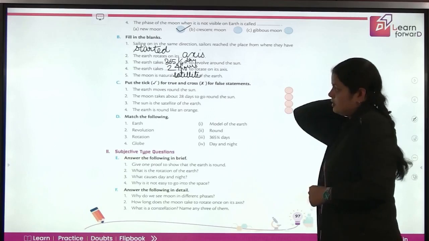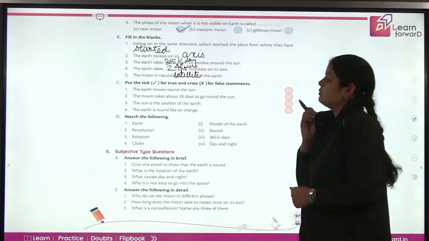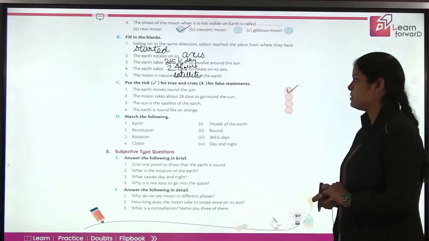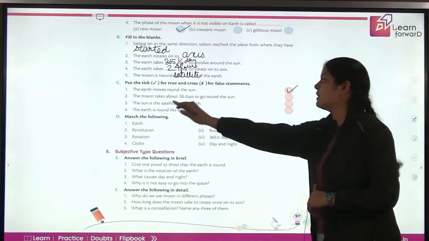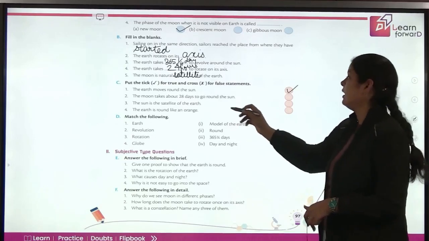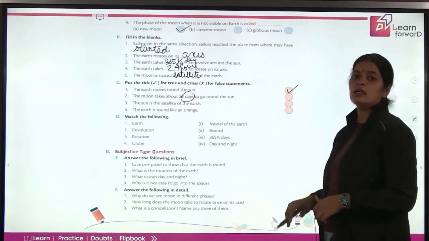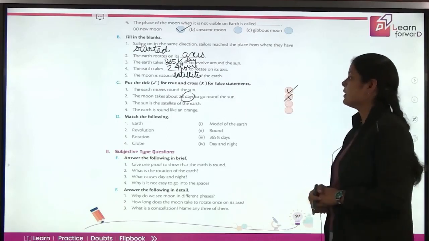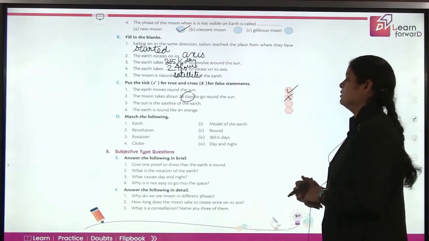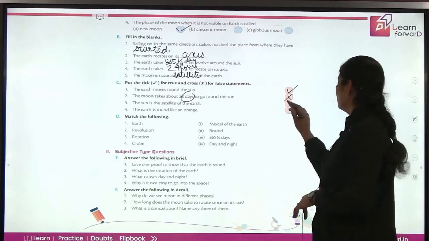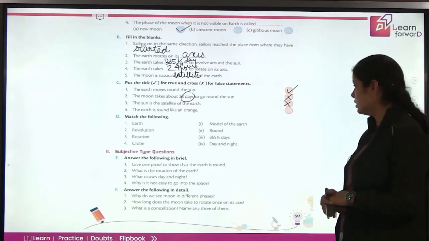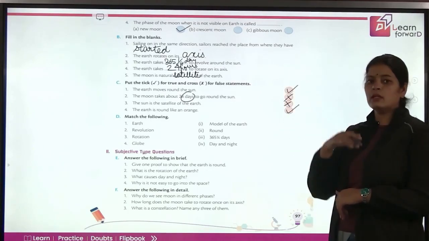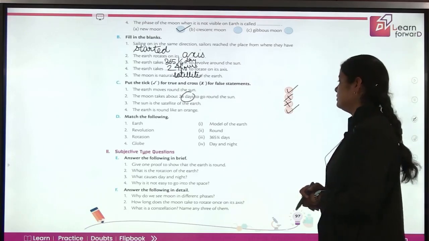Now true and false. The earth moves around the sun. True. The moon takes about 28 days to go around the sun. The moon actually does not go around the sun, first thing, and it does not take 28 days. It takes 29.5 days to go around the earth. So this is wrong. The sun is the satellite of earth. The sun is not a satellite of earth. The moon is the satellite of earth. The earth is round like an orange. True, because the upper and the lower poles are somewhat flat.